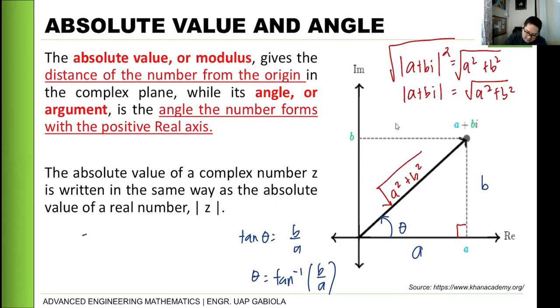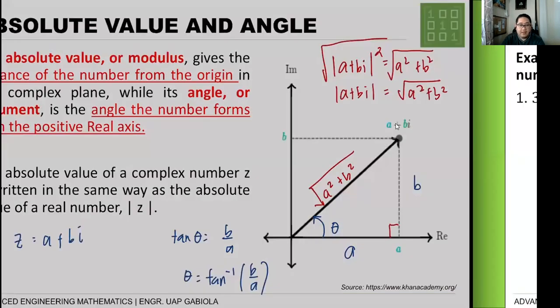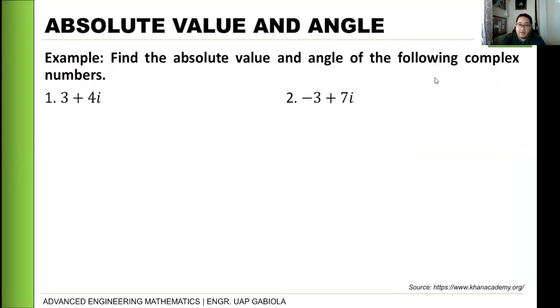So di ba inaano natin na z is equals to a plus bi. So if you see a variable z, that means siya ay complex number. Okay? So let's apply this concept sa several example or two example lang. Okay? So find the absolute value and angle of the following complex numbers.